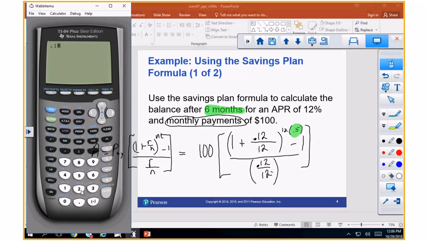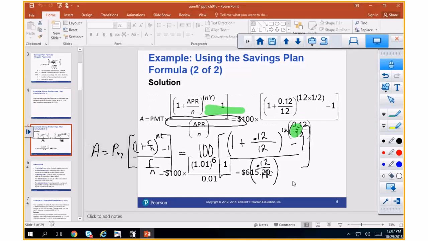0.12 divided by 12 equals, plus 1, equals, raised to the 6th power, raised to the 6th power minus what? 1. And that kind of helps. That's 0.06. Now I'm going to divide that by parentheses 0.12 divided by 12 close parentheses, equals, that's much better, times 100. 615.20. That should be what they got.